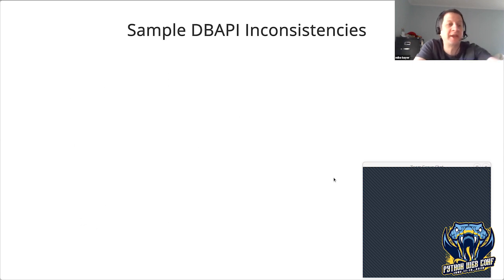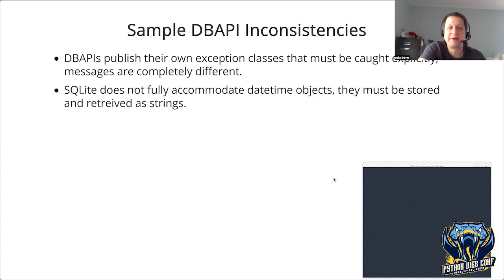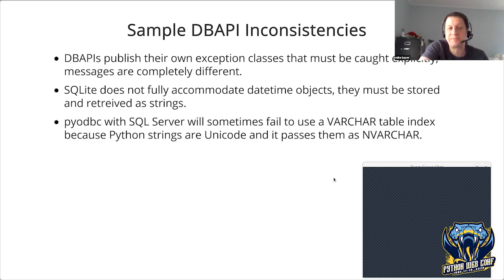Quick sample API inconsistencies. There's a standard exception hierarchy, but you have to import those classes from that module, so it's not easy to catch an exception in an agnostic way for 2 different database APIs. If you want SQLite, there's no datetime. You have to turn them into strings. Other DB APIs will take the dates. If you're on PyODBC with SQL Server, you might find that sometimes your indexes don't get used because Python 3 Unicode strings are going to force it to use nvarchar for some data types.